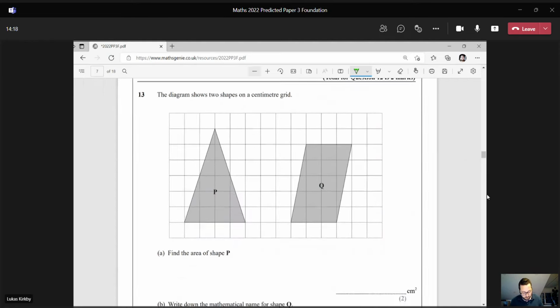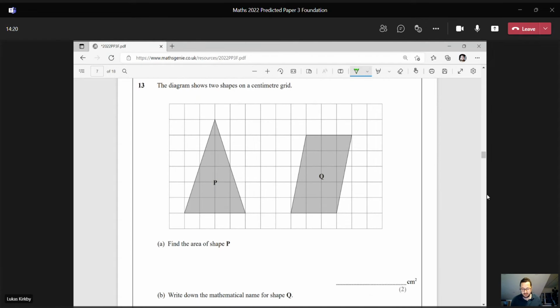Okay, so the diagram shows 2 shapes on a centimetre grid. Find the area of shape P. Well, it's a triangle. So let's just write the formula. So the area of a triangle is half of base times height.